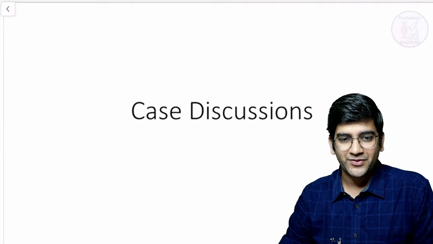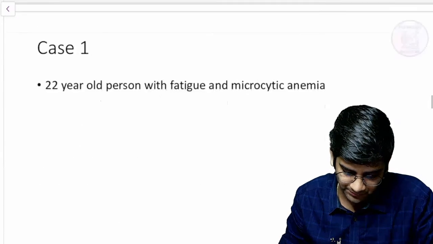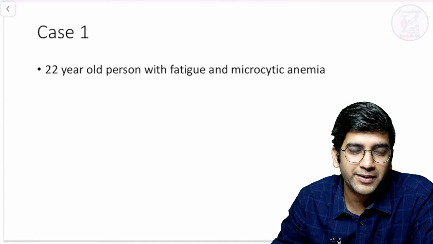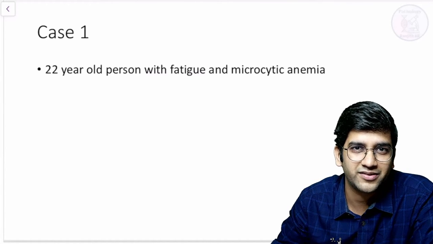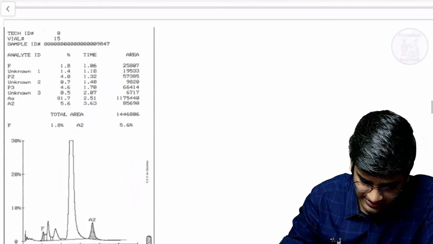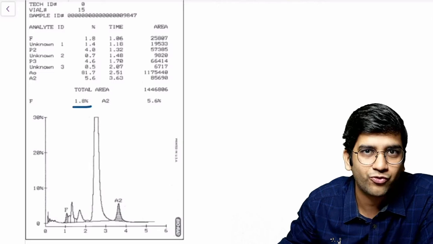Abnormality is a beauty. If you know normal, abnormality is definitely easy for us, right? Let's go ahead. First case is a 22-year-old person with fatigue and microcytic anemia. That's a very simple one, right? Very simple and straightforward. Let's look at the HPLC. Microcytic anemia, clinically history of fatigue, right? This is the HPLC. Okay.